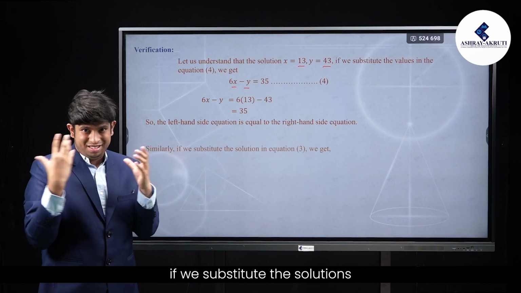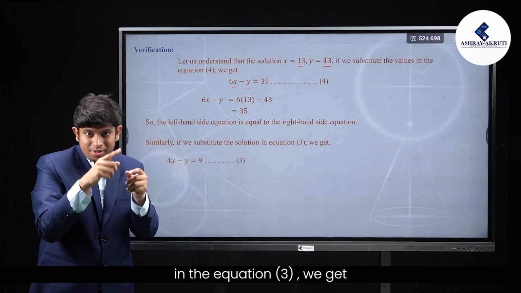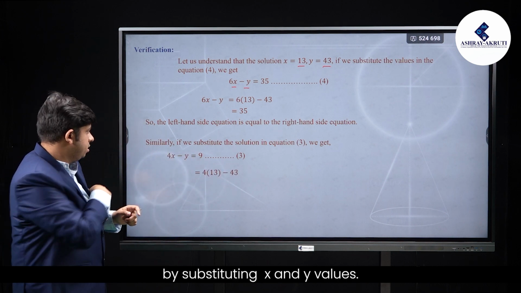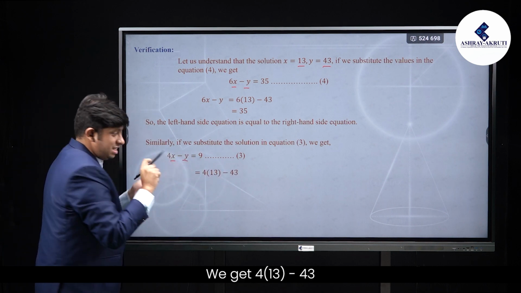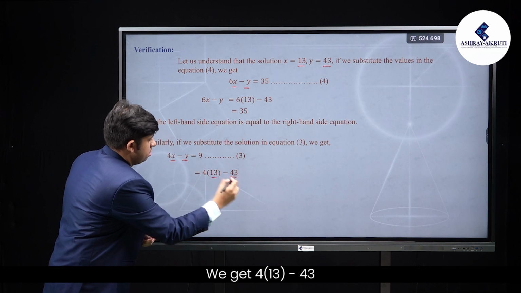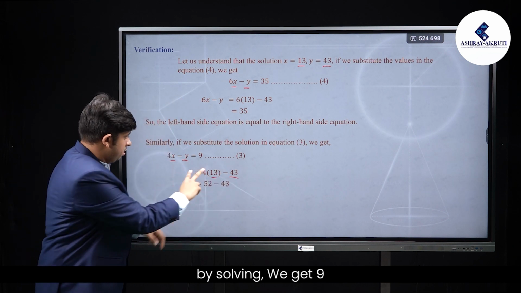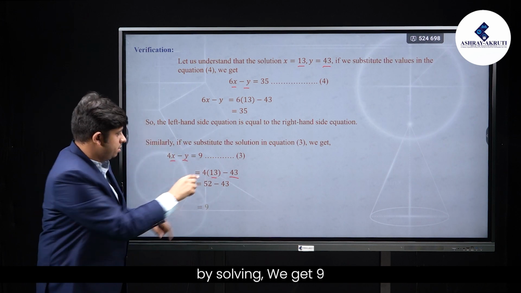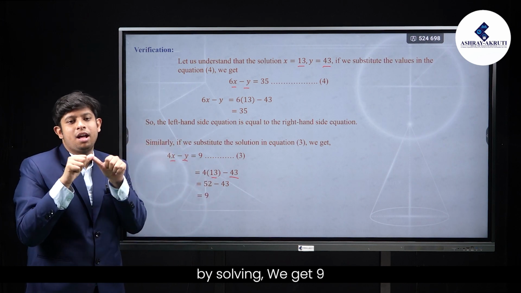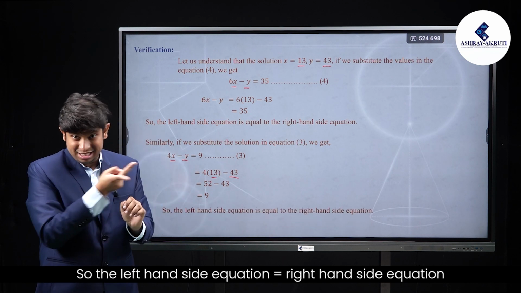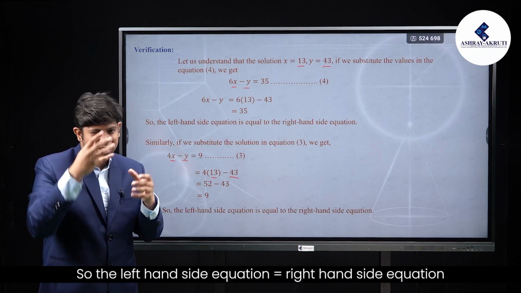Similarly, if we substitute the solution in equation 3, we get 4x minus y is equal to 9. By substituting x and y values, we get 4 into 13 minus 43. By solving, that is equal to 9. So the left hand side is equal to the right hand side.